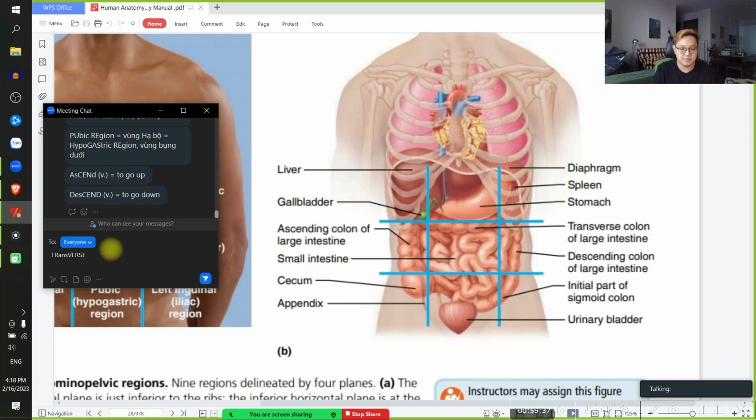And transverse means đi ngang. Cắt ngang, đi ngang. Cái phần ruột đi ngang của ruột già, phần đi lên, phần đi xuống. Yeah, ascending colon of large intestine, transverse colon, and the descending colon of large intestine. And then initial part of sigmoid colon, cái phần khởi đầu của ruột gọi là sigmoid colon. Appendix and urinary bladder.